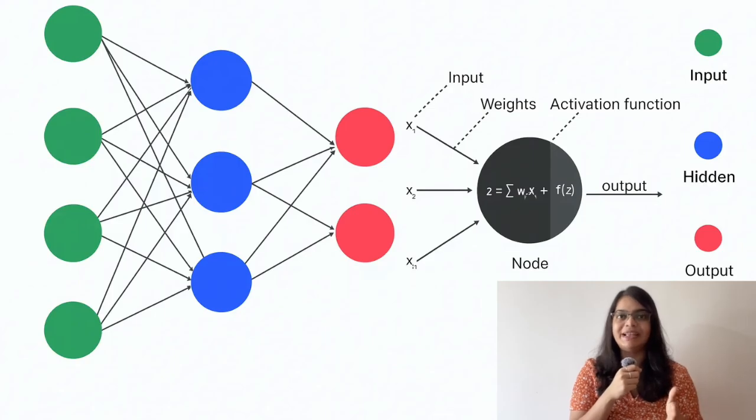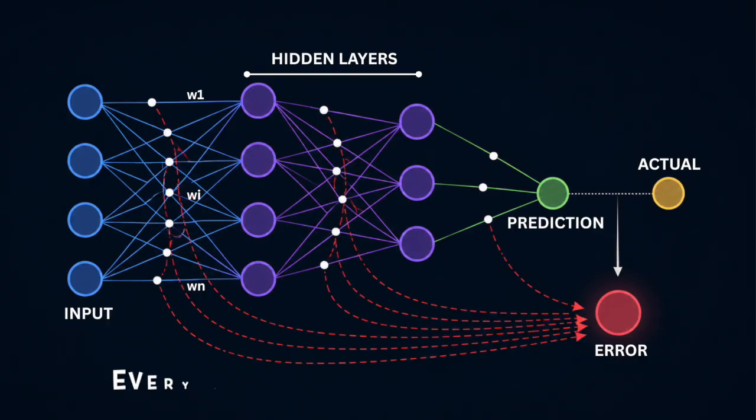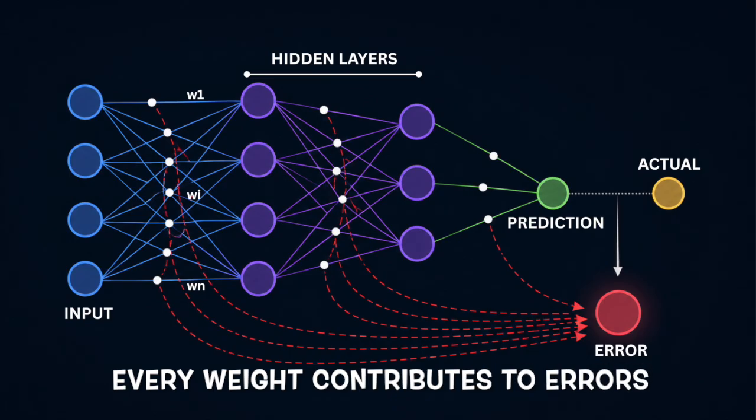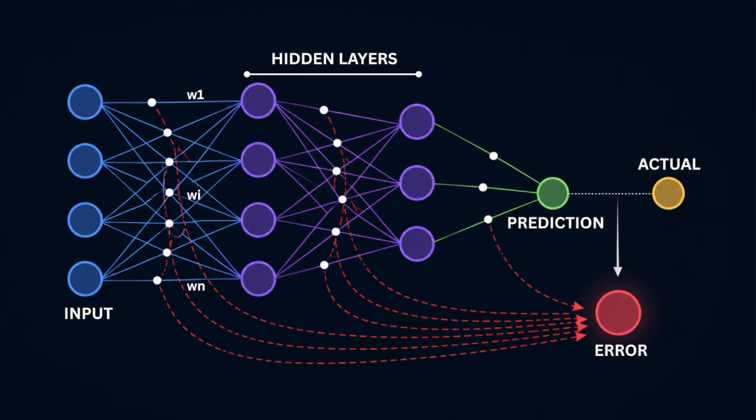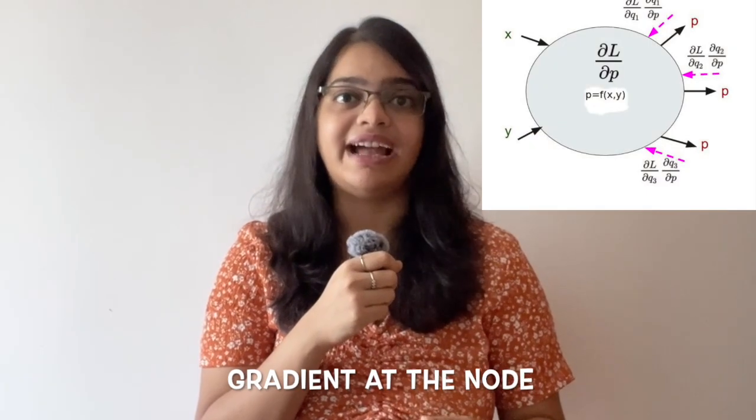Now let's zoom inside a neural network. Each node receives inputs, applies weights, produces output. Now here's the key idea. Every node contributes a little bit to the final error. So we ask, how much did this node affect the loss? That is the gradient at the node.